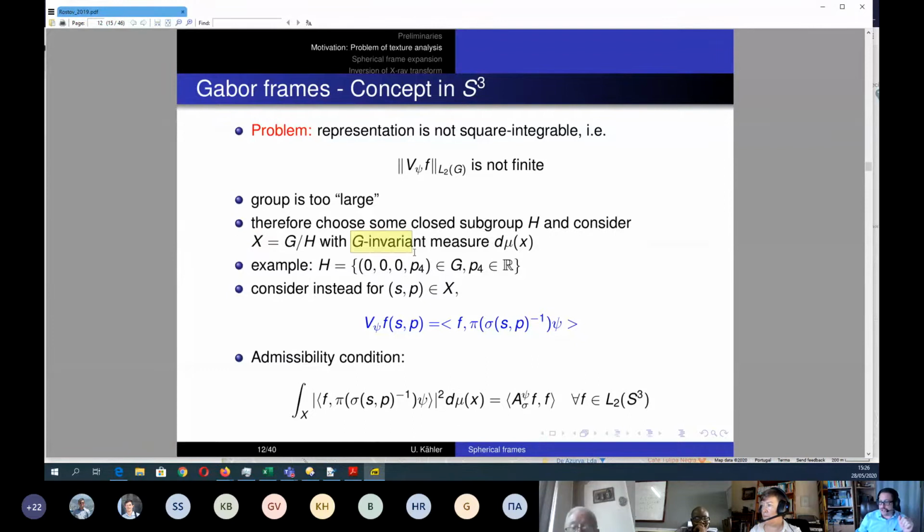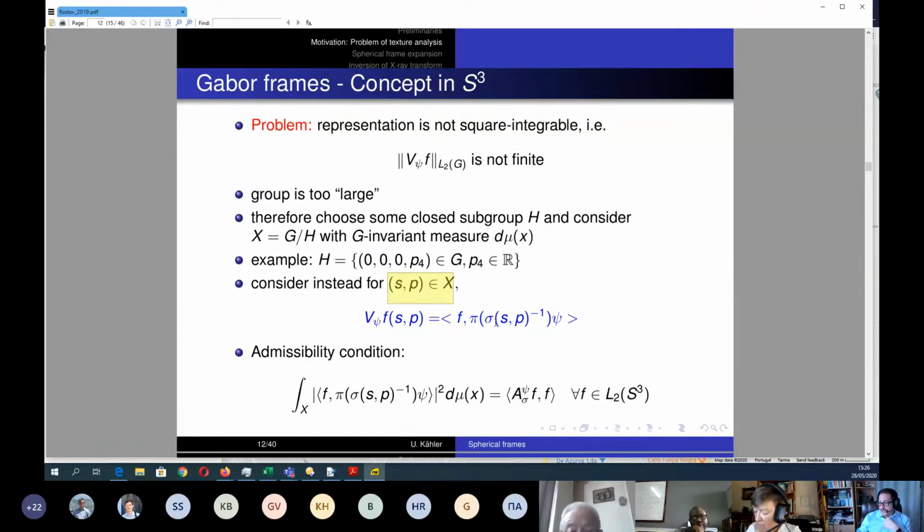The only thing is that we still want to have our G-invariant measure d mu on it. In our case, for instance, we take the subgroup of the translations where we factorize out the last one, so 0, 0, P4. If you factorize it, you throw away the last coefficient and just have three coefficients for the translation. Then, instead of using this part, you take the representation given by this part. So you go to the homogeneous space, take a section, apply the section, and then take the group action of that section on psi.